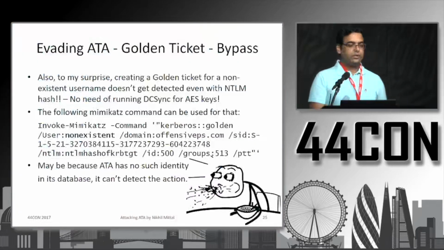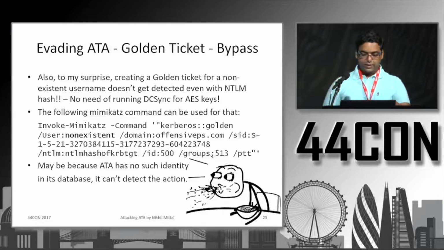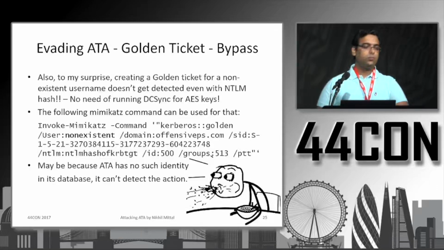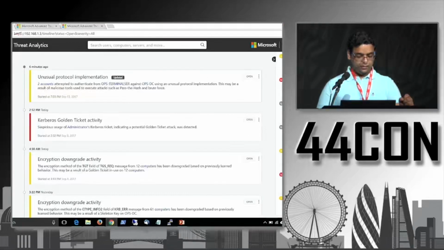Now, another very interesting bypass, which I always get asked, is how do we extract the AES keys? Of course, we will see ways of doing that as well, for example, running a DCSync attack. But if you run a DCSync attack, it actually gets detected like this.